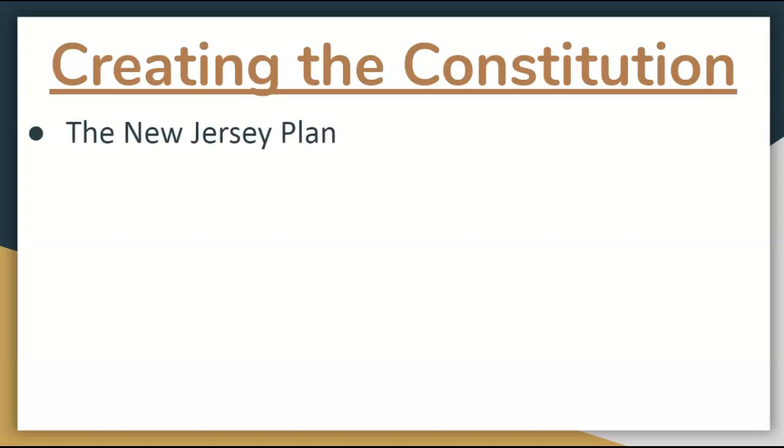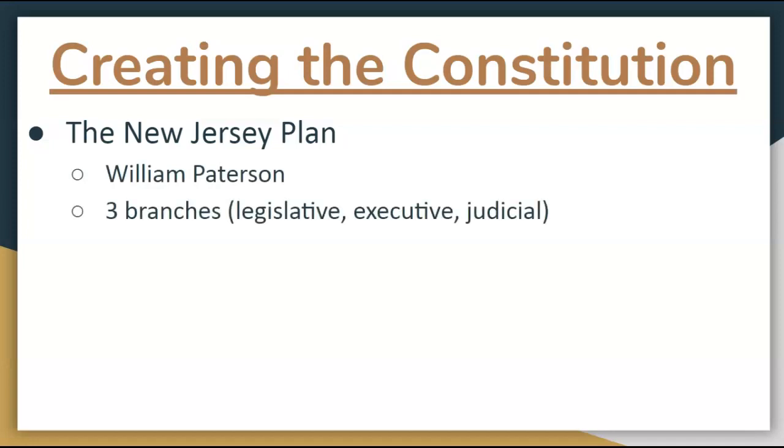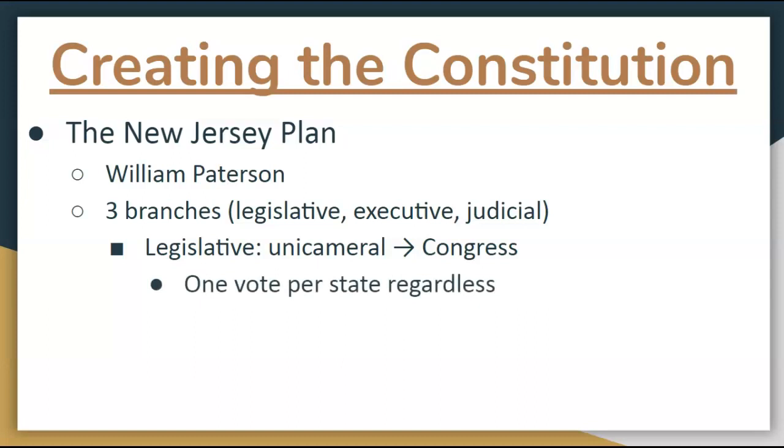Conversely, the opposite plan was known as the New Jersey Plan. William Paterson of New Jersey proposes this plan. Just like James Madison, he wants 3 branches, legislative, executive, and judicial. However, the legislative branch will be unicameral, only 1 house, and we will just call it Congress. So it's not the House of Representatives and the Senate. Instead, there's just 1 house in the legislative branch. That is called Congress. Also different than the Virginia Plan is it will be equal representation.